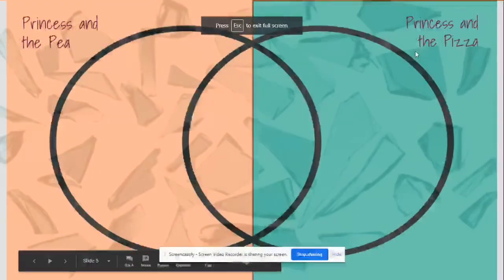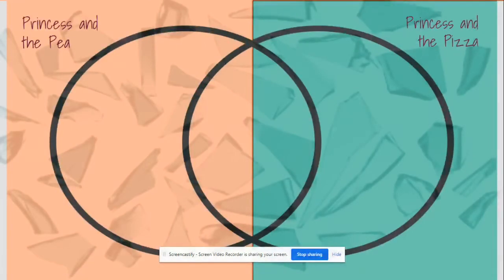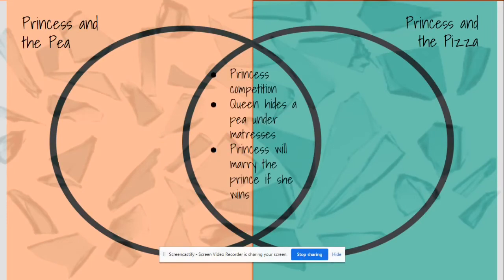Okay, so let's compare and contrast the story of the Princess and the Pea and the story of the Princess and the Pizza. I hope you liked that one. It is very silly. So here we go. When we compare them, when we talk about how they were the same, we see that both have princess competitions. Both of them have a queen that is trying to marry off her son, the prince, and she comes up with a strategy to do that.